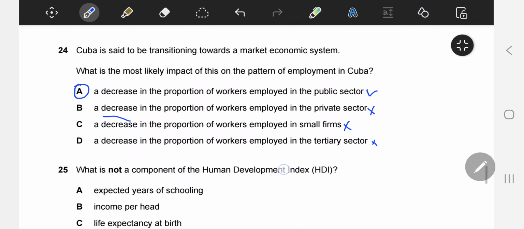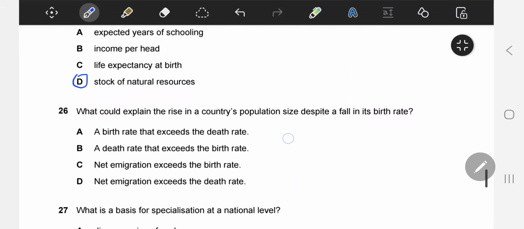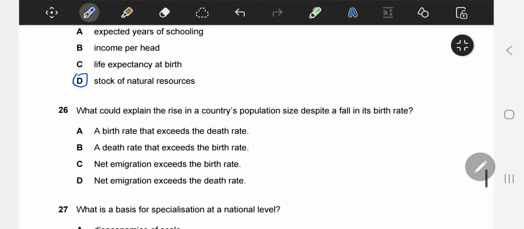And then moving on to 25. What is not a component of a Human Development Index? Do you remember this question in one of the papers? I believe it's the A-level paper, 9708, for the same February-March 2026. Paper 32, sorry. It's there. And what we don't need here is D for 25. Let's move on to 26.